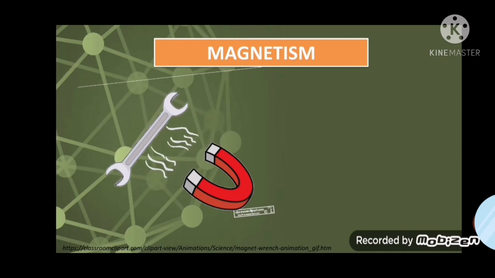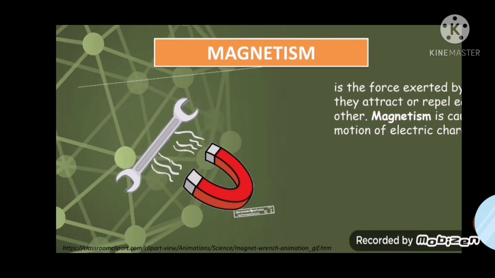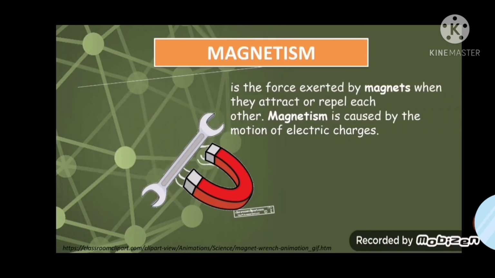Magnetism is the force exerted by magnets when they attract or repel each other. Magnetism is caused by the motion of electric charges.